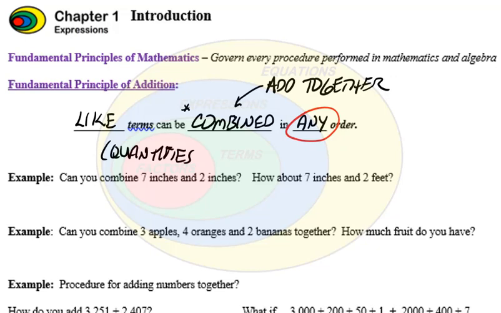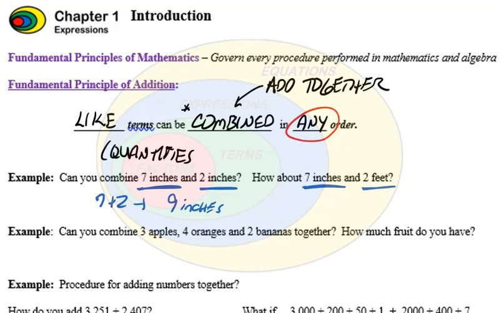So this first example, can you combine 7 inches with 2 inches? And since they're both inches, yeah, so we add the numbers just like we would anything else. So 7 plus 2, this would be 9 total inches. But I can't add 7 inches and 2 feet. I can't add the 7 and 2 and get 9. I have to somehow convert them to be alike.